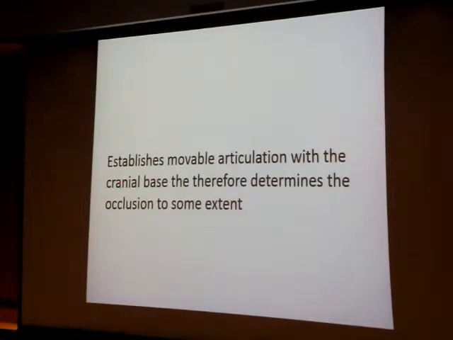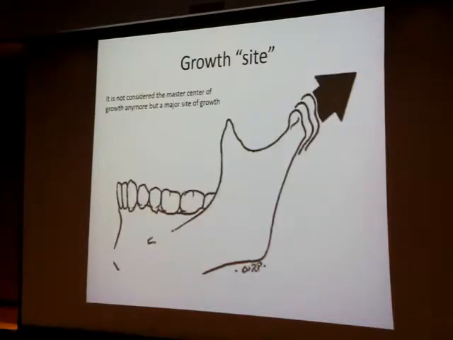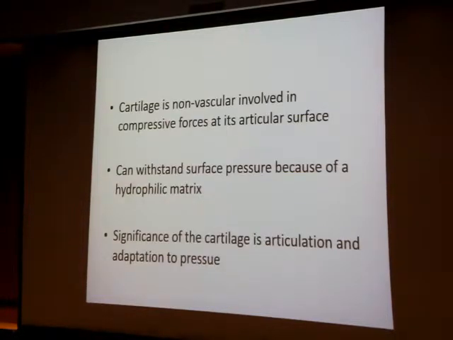So like I said, it establishes a movable articulation with the cranial base, which determines the occlusion to some extent. Obviously, there are other factors that go into establishing occlusion, so it's not the sole contributor in such an area. And this is what I meant when we talked about growth site, which, you know, I put it in parentheses for a reason. Because I don't think today anybody would really hang their hat on it and say that it is the primary growth site. Today, I think the consensus, like I said, is it's more of a secondary area.